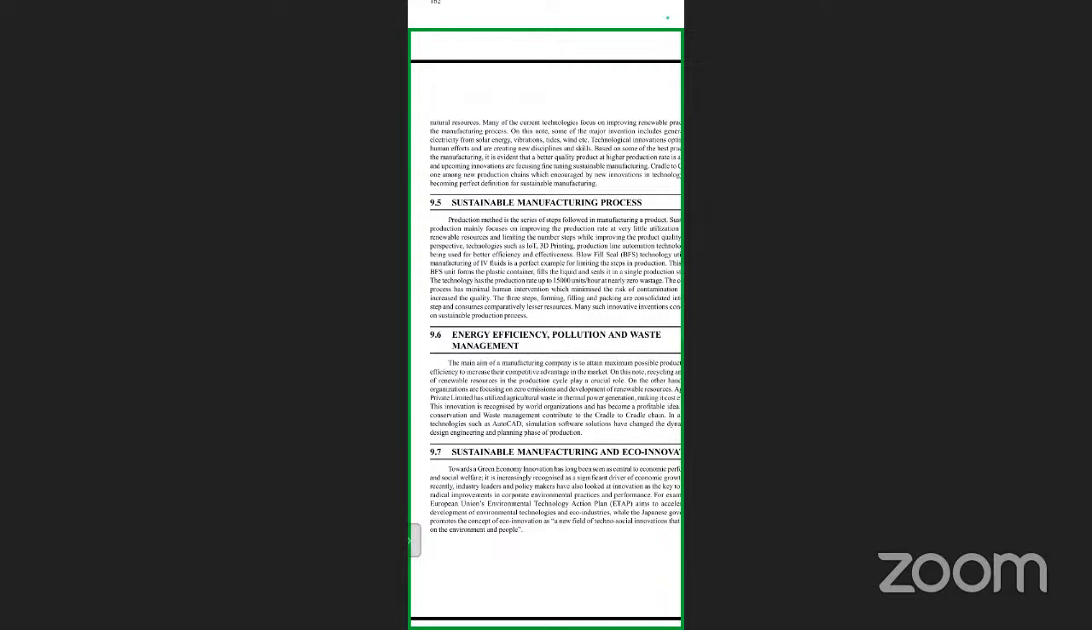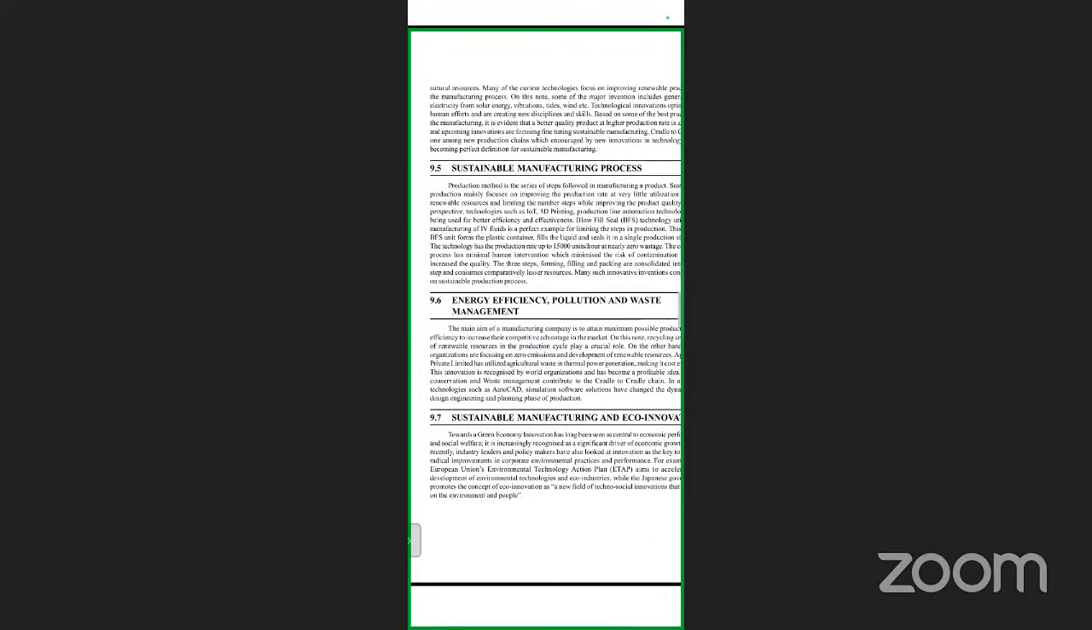And there they talked about how earlier they always wanted zero wastage, and about the number of units or hours being used, energy efficiency, pollution and waste management, sustainable manufacturing, and eco innovation. For this we have an example, the European Union's Environmental Technology Action Plan, which always aims to accelerate the development of environmental technologies and eco industries.